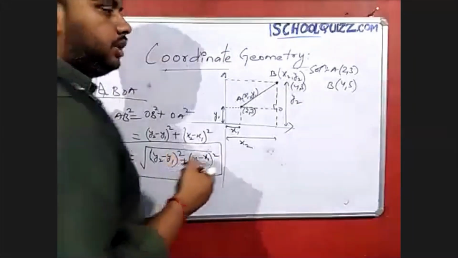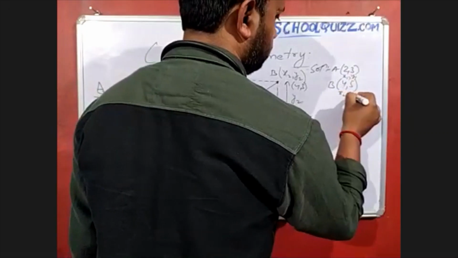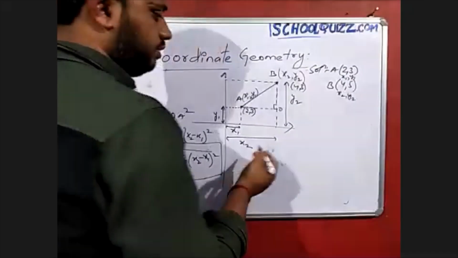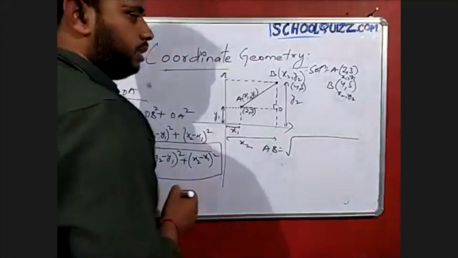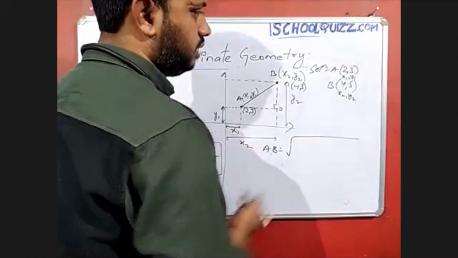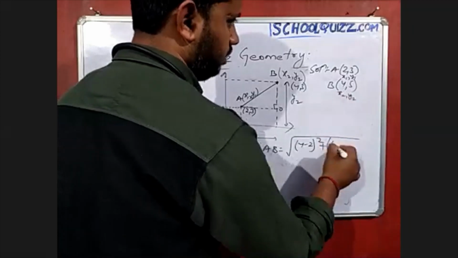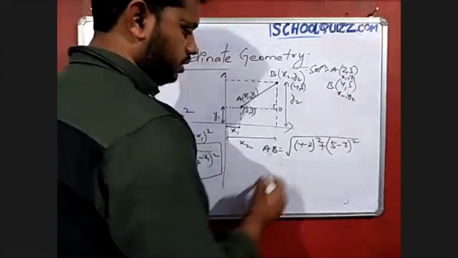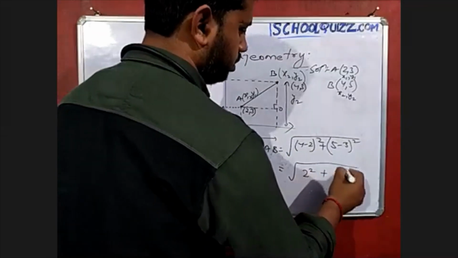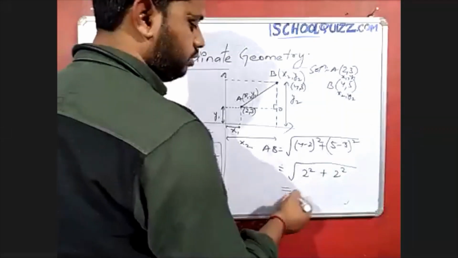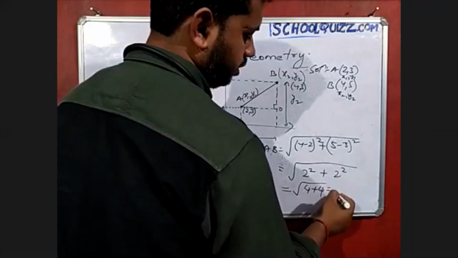First, assume x1 and y1 is your point 1, and x2 y2 is your point 2. As we know the formula, AB equals under root of x2 minus x1 whole square plus y2 minus y1 whole square. That is 4 minus 2 whole square plus 5 minus 3 whole square. 4 minus 2 is 2, so 2 square plus 2 square, because 5 minus 3 is also 2. So 4 plus 4, we get under root 8.